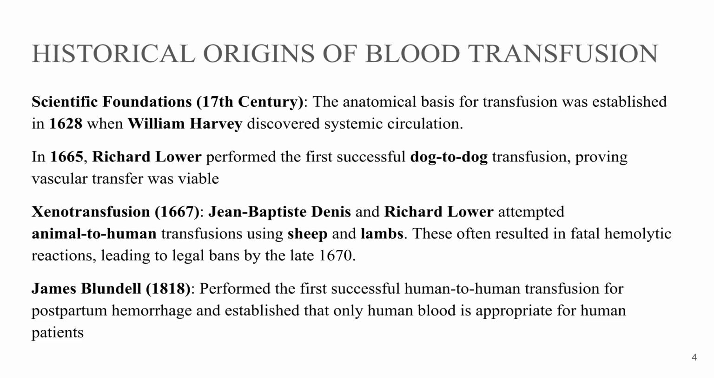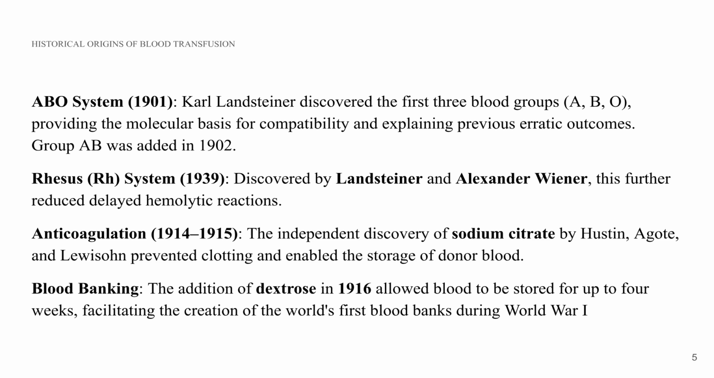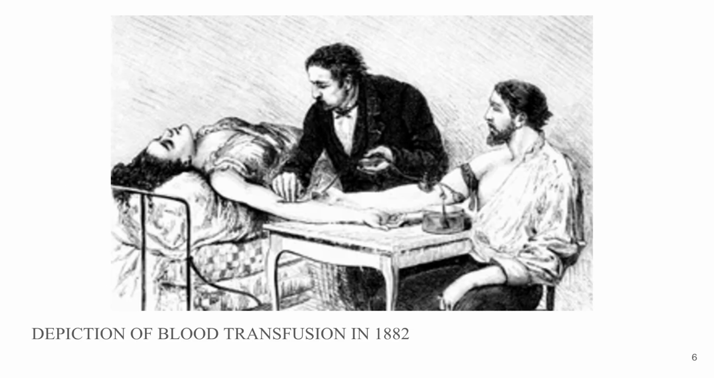The foundation for transfusion was laid in 1628 with William Harvey's discovery of circulation. In 1665, the first successful dog-to-dog transfusion occurred, followed by unsuccessful animal-to-human attempts. James Blundell performed the first successful human-to-human transfusion in 1818. The field advanced significantly with Carl Landsteiner's discovery of the ABO system in 1901 and the rhesus system in 1939, which provided the molecular basis for compatibility. Anticoagulants, discovered around 1914, enabled blood storage and the creation of blood banks. This image depicts a historical blood transfusion procedure from 1882.